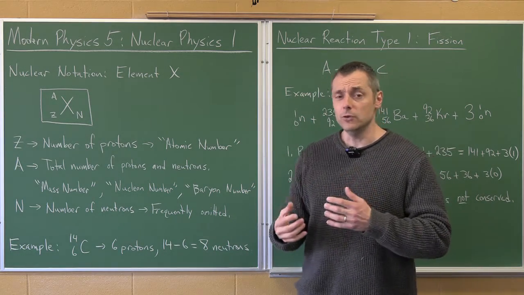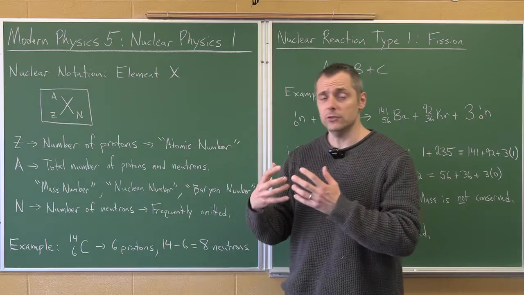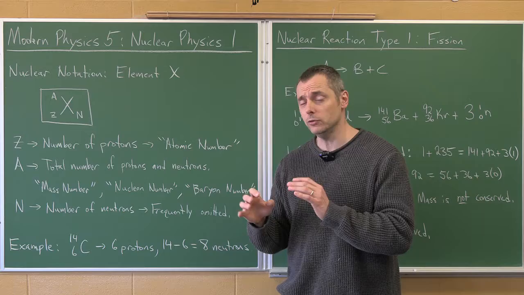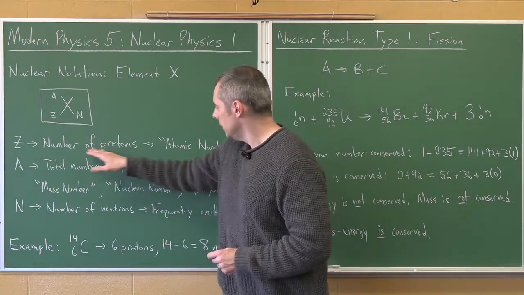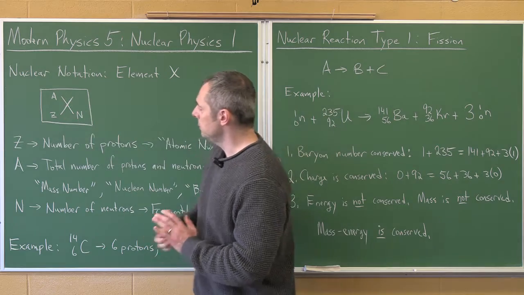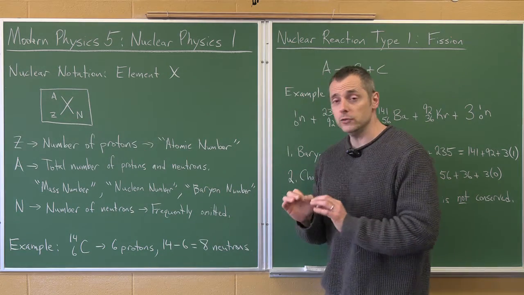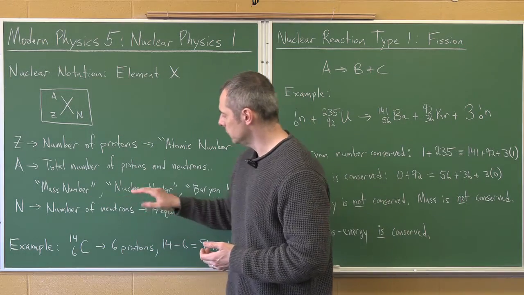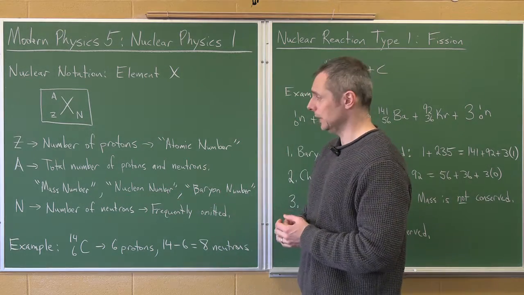You could have different numbers of neutrons and still be the same atom, like carbon can have different numbers of neutrons, but if it changes the protons, it's no longer carbon. So this is the atomic number, most important. A up here is the total number of protons and neutrons added up. Sometimes it's called the mass number, sometimes the nucleon number, sometimes the baryon number.